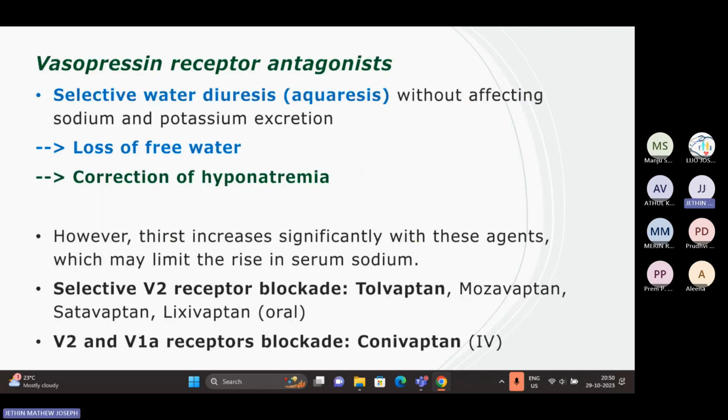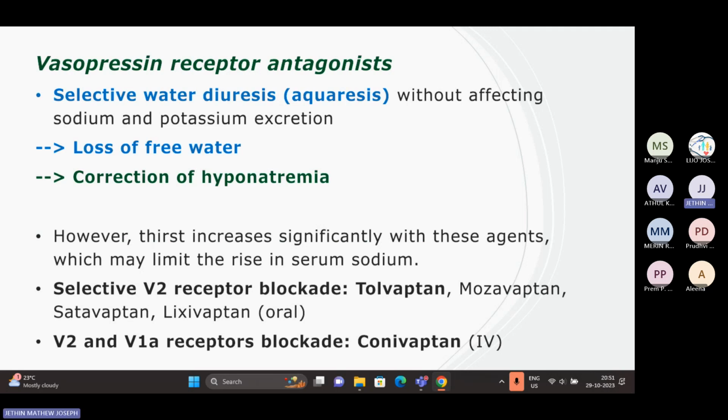What vasopressin receptor antagonists do is result in selective water diuresis. Normally your ADH will act at the V2 receptors in the collecting duct to reabsorb water, but your vasopressin receptor antagonist is going to act there and inhibit ADH action.